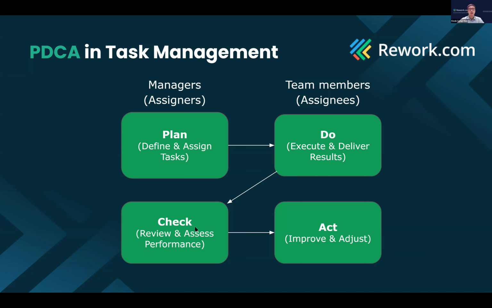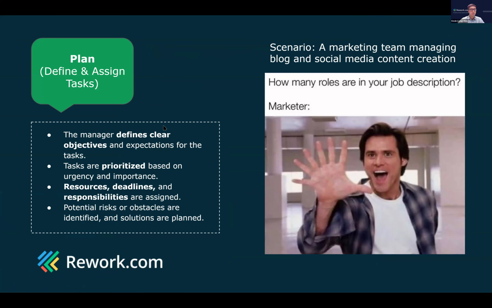And then the managers check again to make sure that the quality is good enough. For example, if at this checking stage the quality is good, then the team member will continue to do. But if not, then maybe the team will need to improve or adjust. To go into more detail, let's go through each stage. So the first stage, plan.